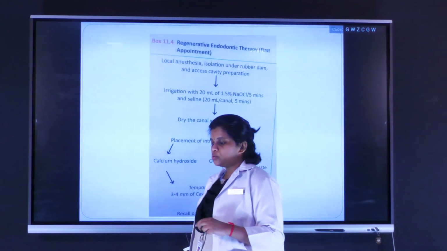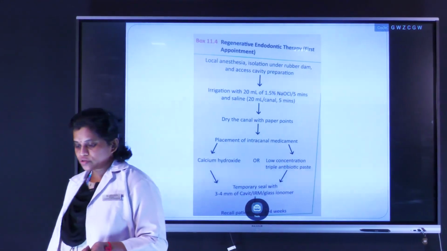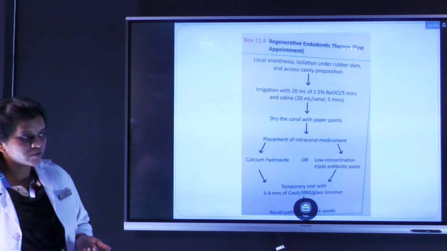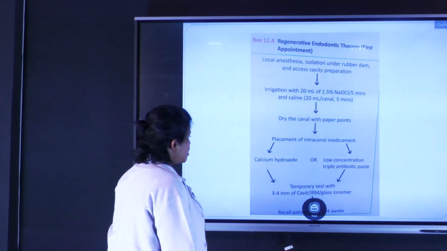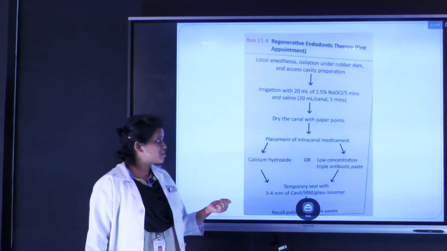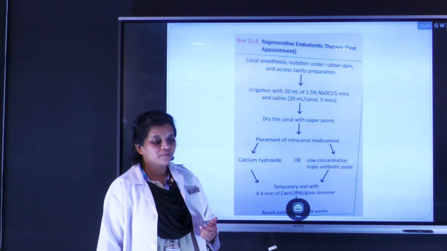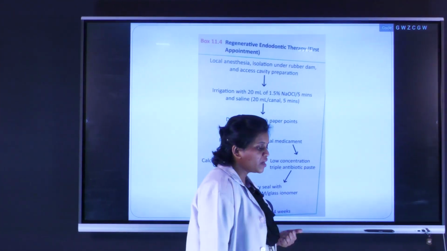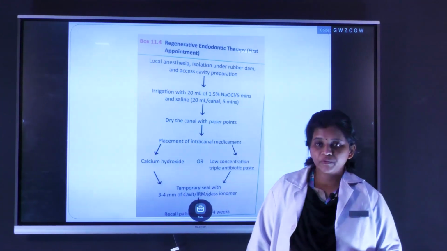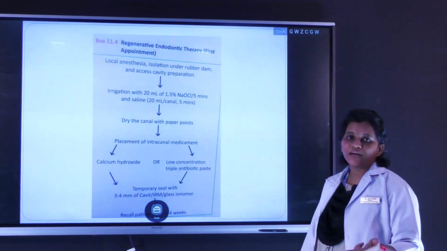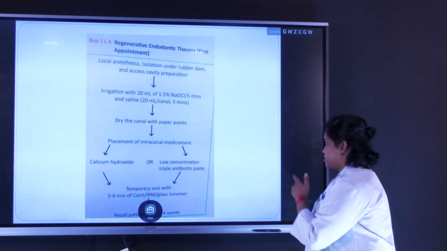So the most commonly used intracanal medicament is calcium hydroxide. Calcium hydroxide, the most commonly used, is good enough. The other one which is also used is the triple antibiotic paste. Triple antibiotic paste is a combination of ciprofloxacin, minocycline and metronidazole. These three clubbed together are called triple antibiotic paste.